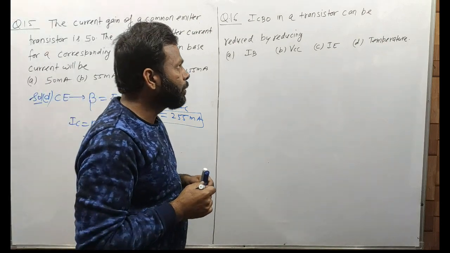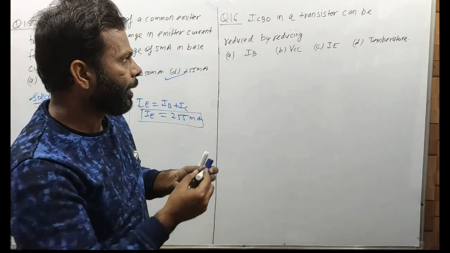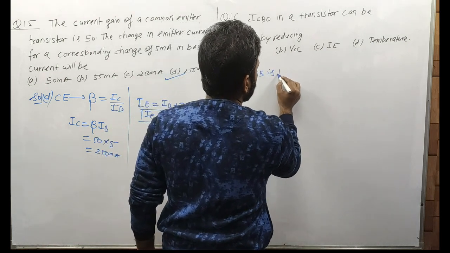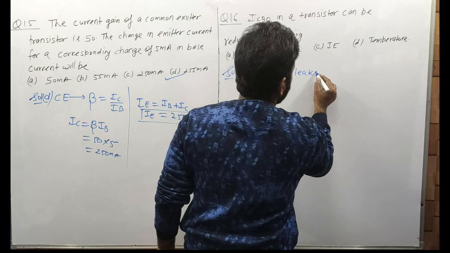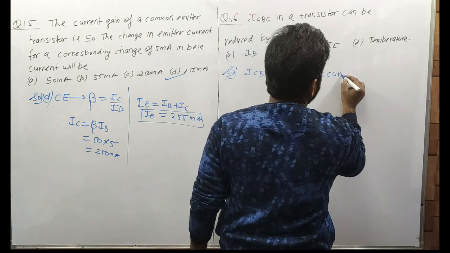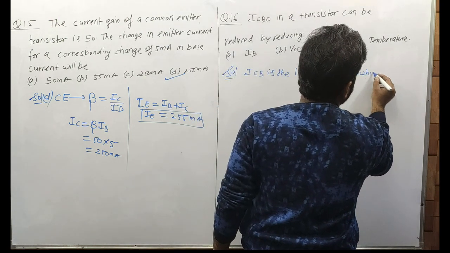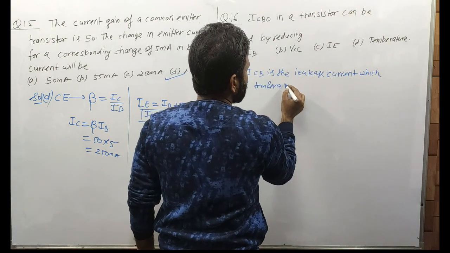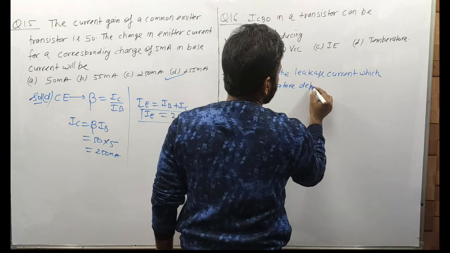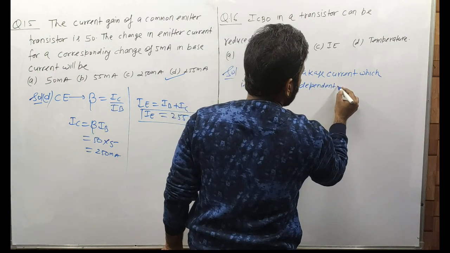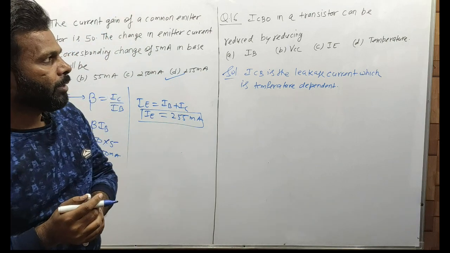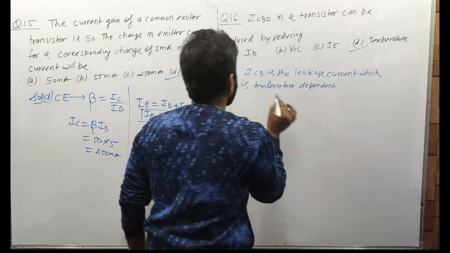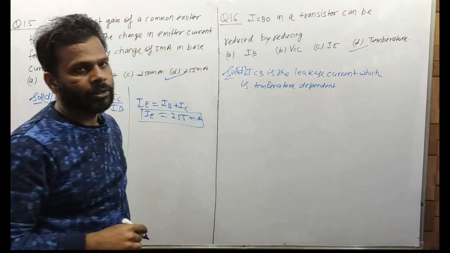Now ICBO in a transistor can be reduced by. Now, ICBO is the leakage current, which is temperature dependent. Clear? So this current can be minimized by using low temperature device. ठीक है? So D option is correct. Clear है यहाँ तक? Next question.